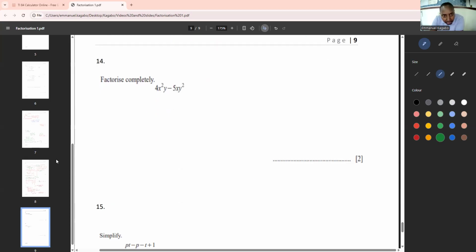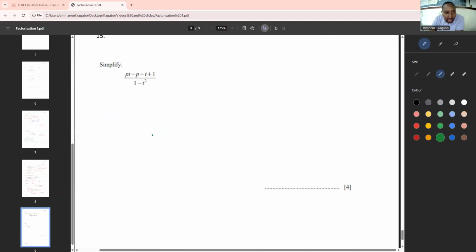Next question. What do we have here? This is just factorizing the highest common factor. Actually, the difference of two squares may come in there, but let us see. So I'll just factorize it. The common factor here is x, y, bracket 4x minus 5y. That is it. There's no difference of two squares. Just factorizing the highest common factor, okay? Good. What about another question here?